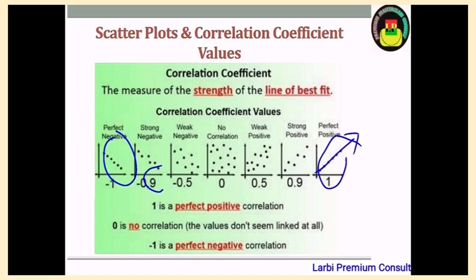So if the correlation is 1, then there is a perfect positive correlation. If it is 0, no correlation. But if it's negative 1, then there is a perfect negative correlation in that case. So let's take note of that.